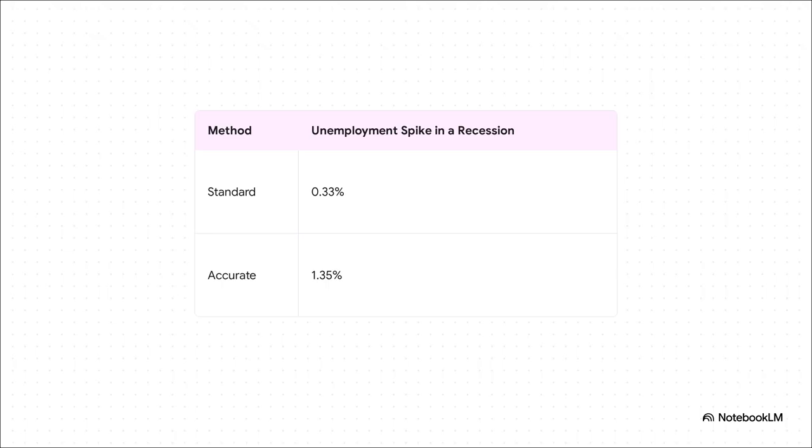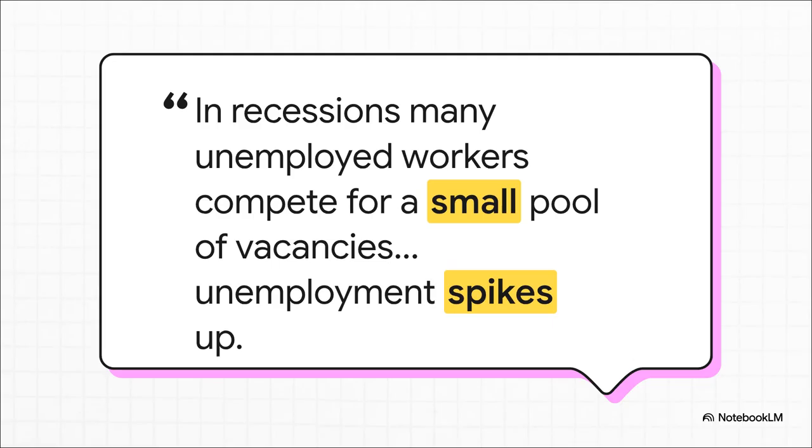The old tool was understating the damage of a recession by a factor of 4. Just let that sink in. So why? Why is there such a massive difference? This quote from the research really gets to the heart of it. In bad times, the job market gets super congested. All of a sudden, you have this huge number of unemployed people all fighting for a tiny little pool of job openings. It creates this massive bottleneck, and unemployment doesn't just rise slowly, it spikes, and it spikes violently.